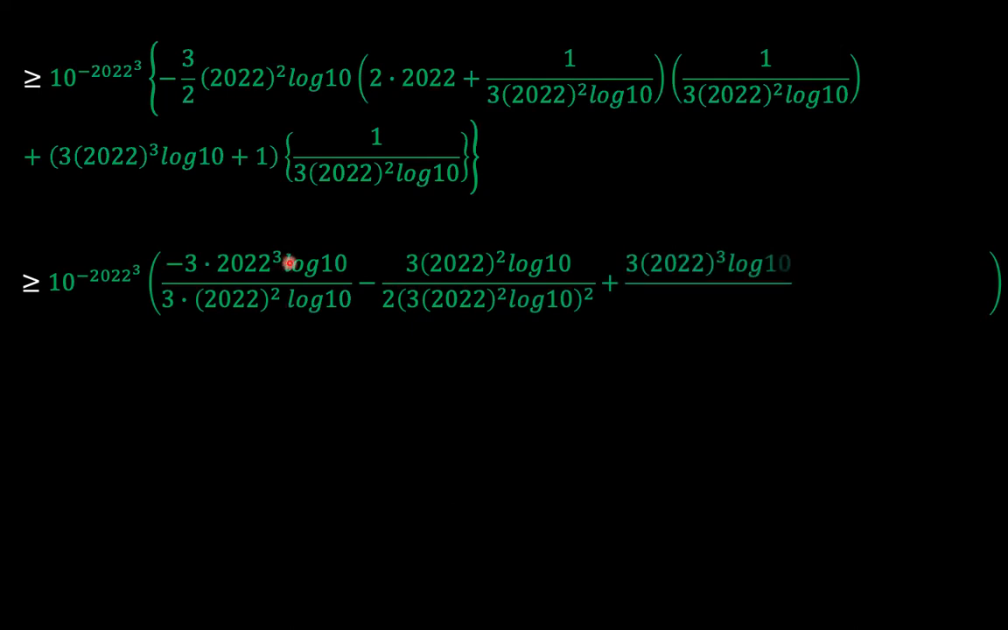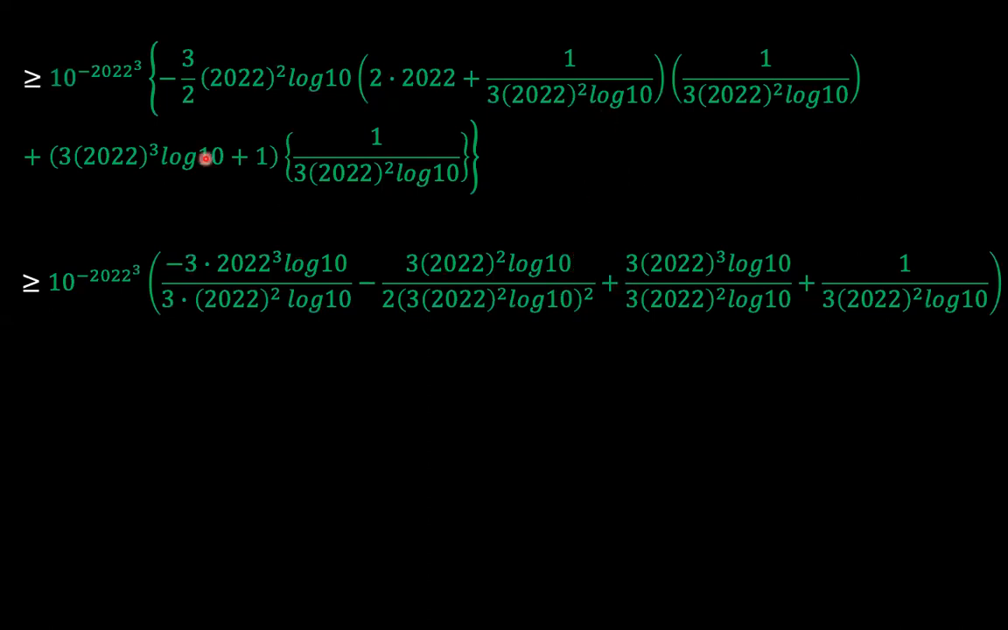And that cancels out the 2 here, or this 2 here cancels the 2 here, and we have 3 times 2022 squared log 10 in the numerator times the denominator here. So these obviously cancel out to 1 minus, we have this times this times this. So this is pretty much the denominator squared here, as you can see, times negative 3 over 2. So we have essentially 3 times 2022 squared log 10 over 2 times the square of this denominator.